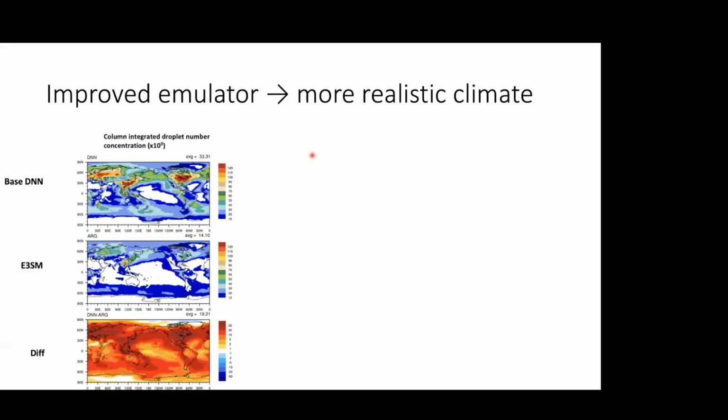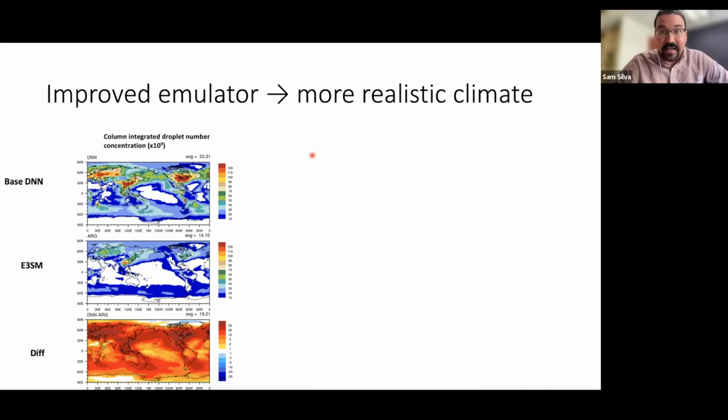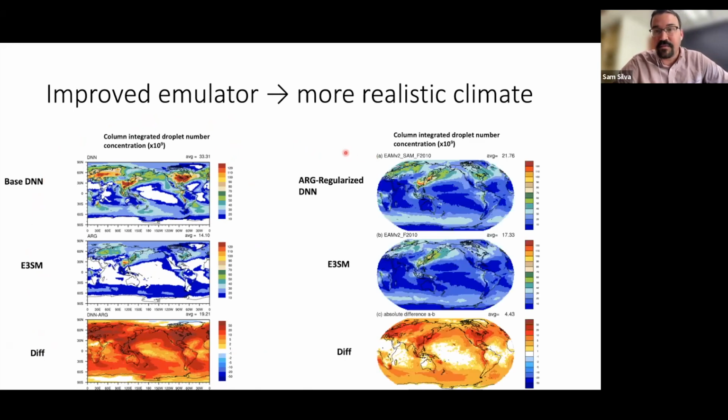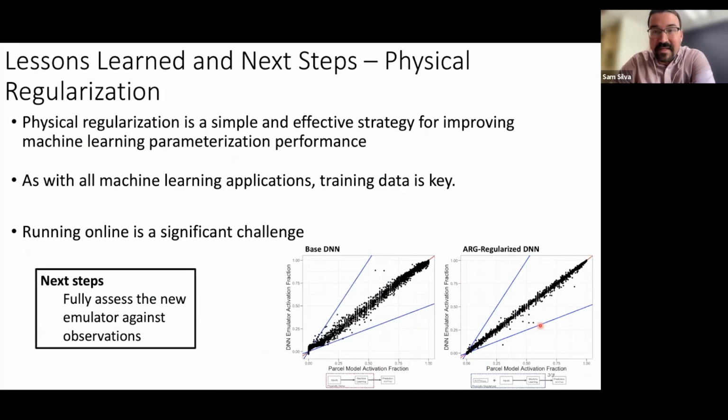However, when we get this online into E3SM, we do get a more realistic climate. Here I'm showing column integrated number concentration of cloud droplets. Again, I showed this figure before, but when you compare that to the newer version of E3SM, we still see an increase in cloud droplets, which is consistent with the increase in activation, but it's less of an enormous increase. And this is good to know because when we start comparing this to satellite observations, we get better agreement overall in that space.